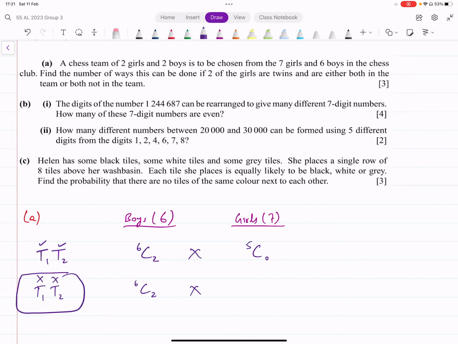दोनों twins को नहीं select करा. What's the total number then? 5. उन 5 में से कितने select करने हैं? 2 select करने हैं. So that's 5C2. Evaluate both of these cases and see what the result turns out to be.